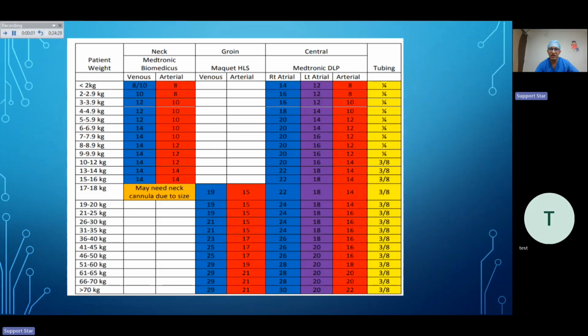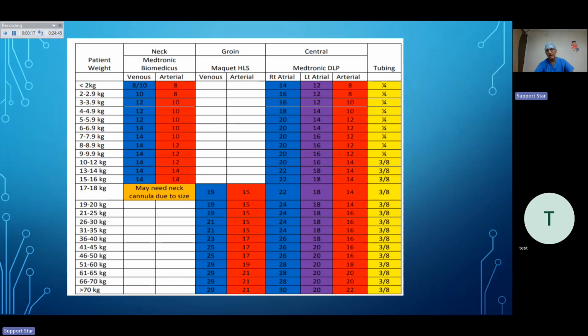This is a rough guidance chart for cannulation. If you choose peripheral ECMO, on the left you can see neck versus groin. On the right side, you can see central ECMO. So you open the chest and you cannulate the right atrium and aorta directly.